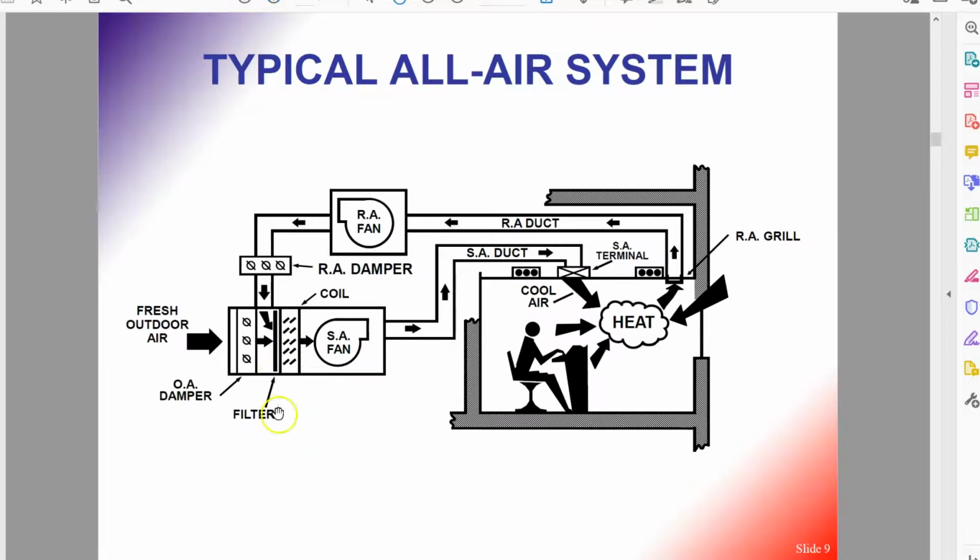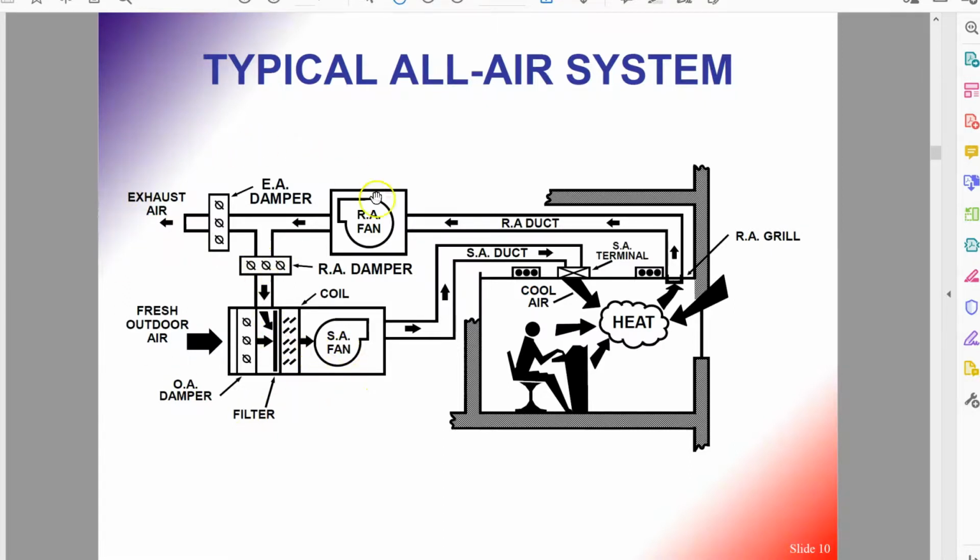So this is where you will need to have a filter, and the fresh outdoor air coming from the outside, right? And you are going to have a damper over here, and both air will be filtered before it hits the cooling coil. Now, some of the return air will also go to the exhaust area, to the outside of your environment, and some of it will go back into the system.